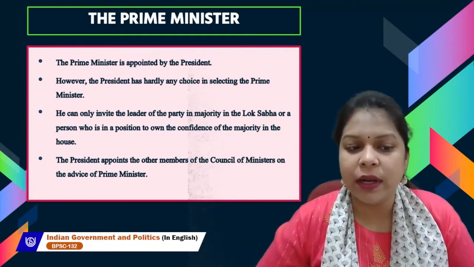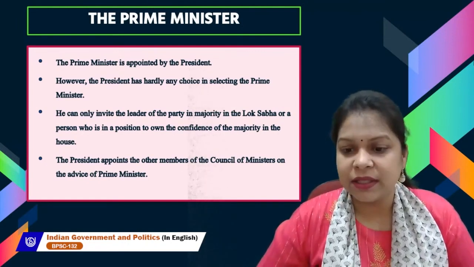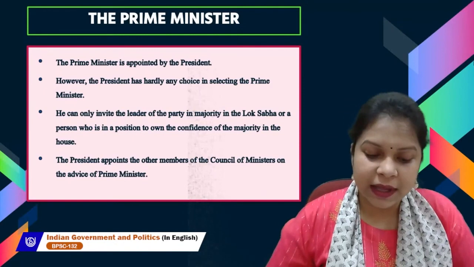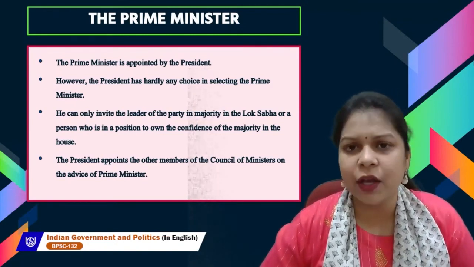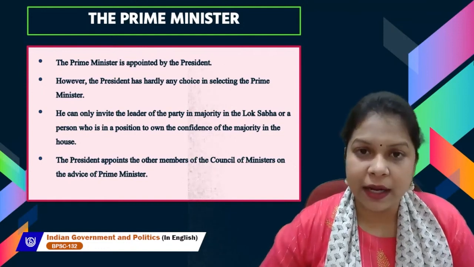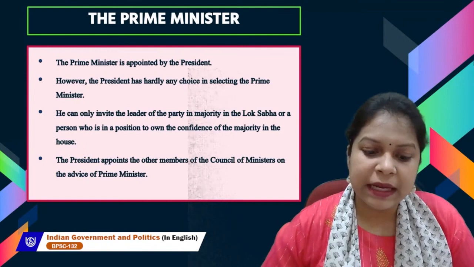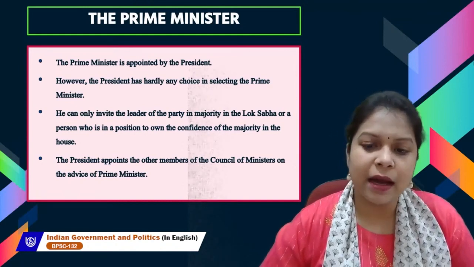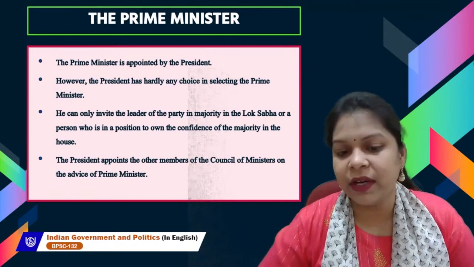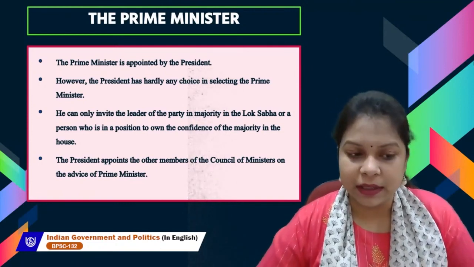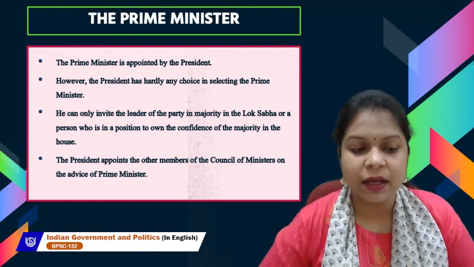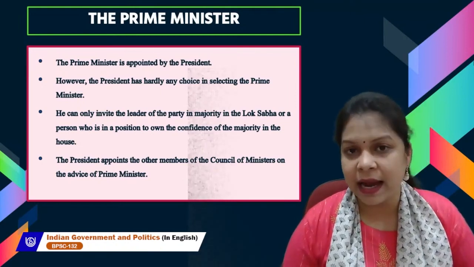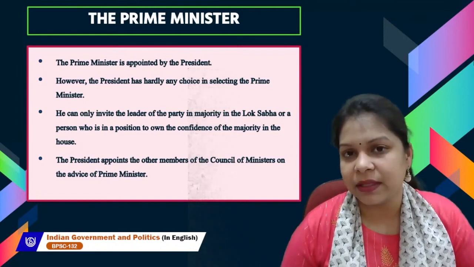So the president can only invite the leader of the party in majority in the Lok Sabha, or a person who is in a position to command the confidence of the majority in the house. If one party comes with a thumping majority or a normal majority, the leader of that party will become the prime minister. Also, there are many cases where no party could arrange a majority after elections. In that case, a person who is in a position to command the confidence of the majority in the house will become the prime minister. The president appoints the other members of the council of ministers on the advice of the prime minister. So it is the prime minister who decides who will be in the council of ministers, and only after the advice from the prime minister does the president appoint them.